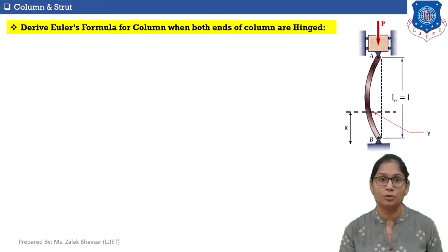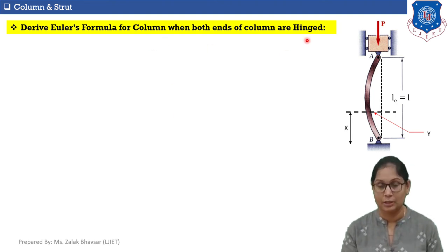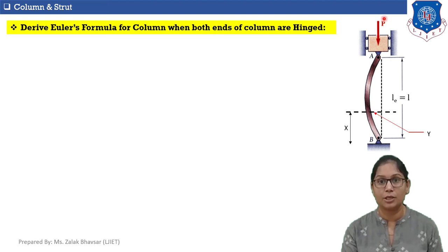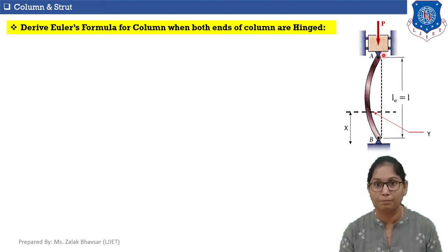Now let's move to the next topic, and here we will derive Euler's formula for a column when both the ends of the column are hinged. So in this figure you can see that the column has hinged ends at both the ends A and B. The column is subjected to axial load P, and because of this axial load the column will bend like this. Okay, y is the distance which I have denoted here.